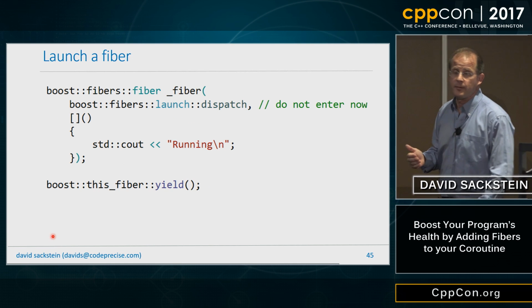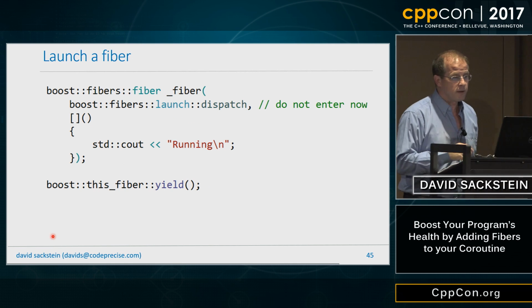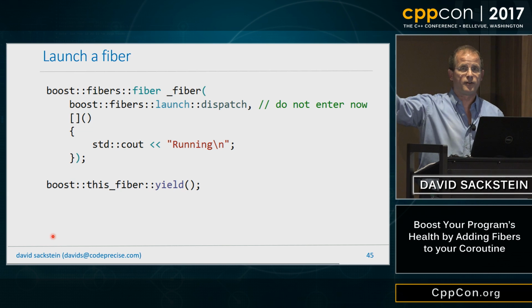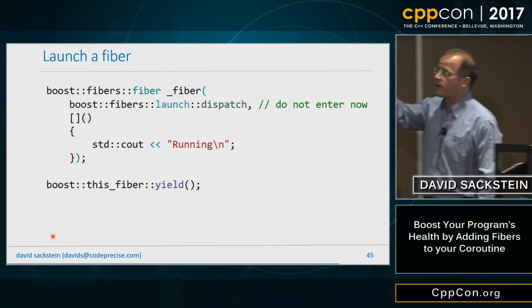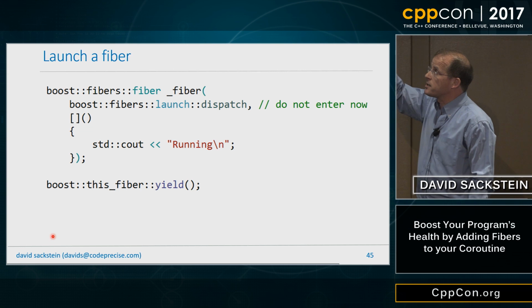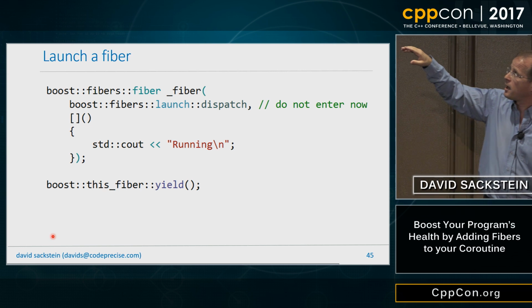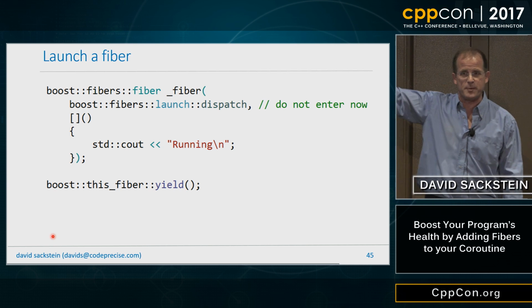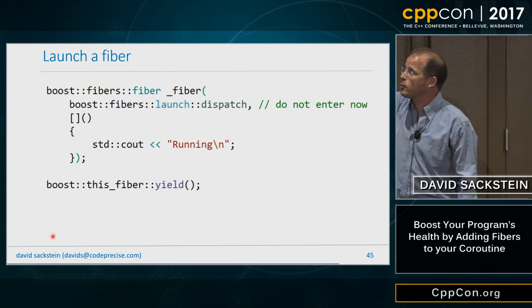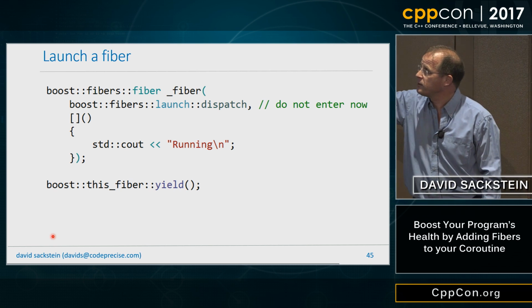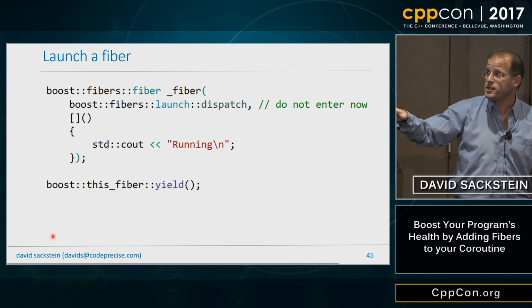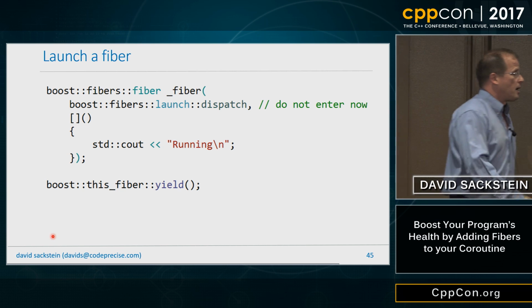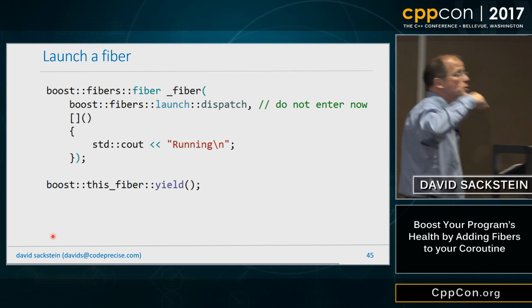How do you use a fiber? You invoke the constructor of a fiber just like you would invoke the constructor of a thread. The one difference that you see here is that there's an additional parameter which is optional, which tells the fiber manager whether to immediately resume this particular fiber. That would be a post launch value, or to put it on the ready queue and then allow a yield from another fiber to enable this one to run.